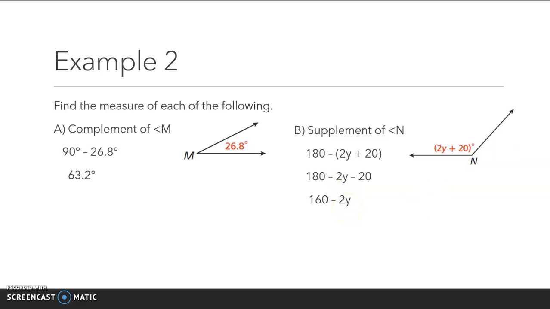So we're going to go over that more in class. Make sure to write down any questions you have about this. And then we're going to spend some more time in class talking about complementary, supplementary, and other types of pairs of angles.